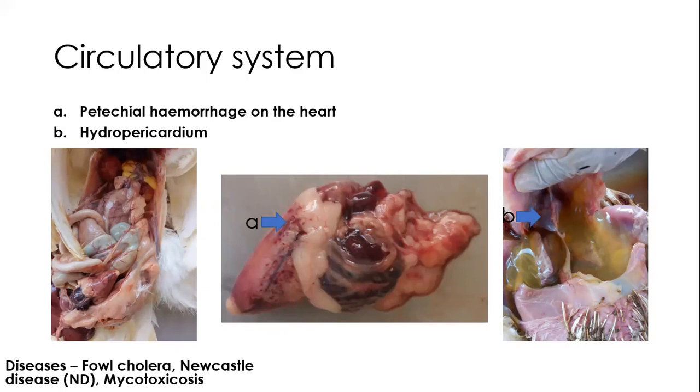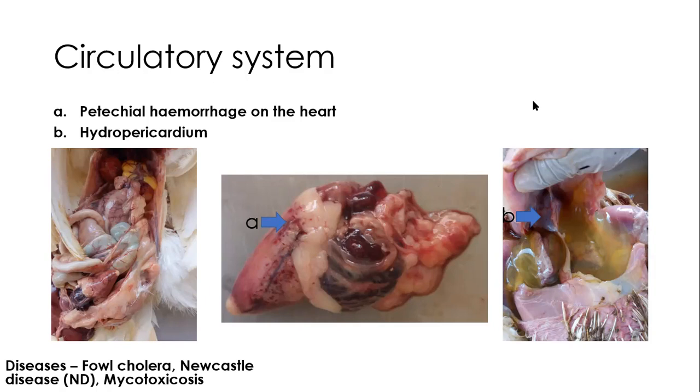So you can also see hydropericardium in B, filled with fluid. You can see that in fowl cholera, in Newcastle, and in mycotoxicosis. So for the circulatory system, let's go ahead and continue with what we are doing.